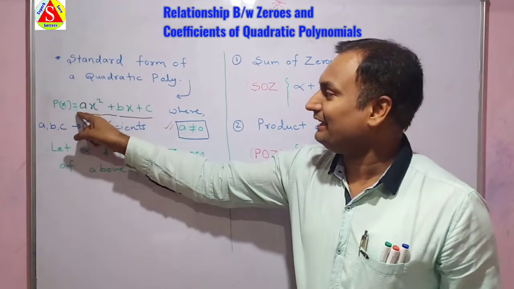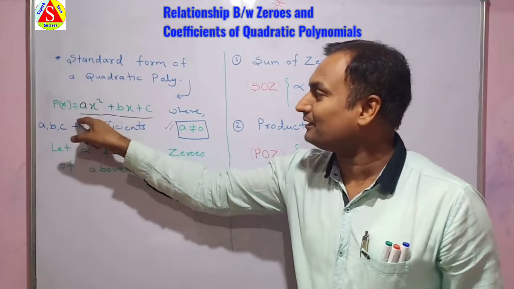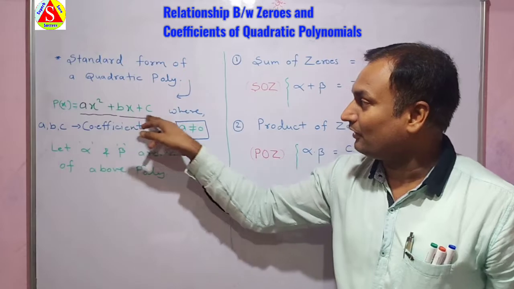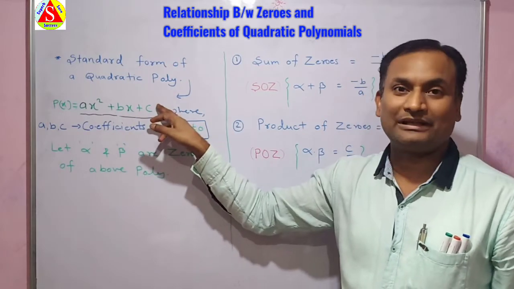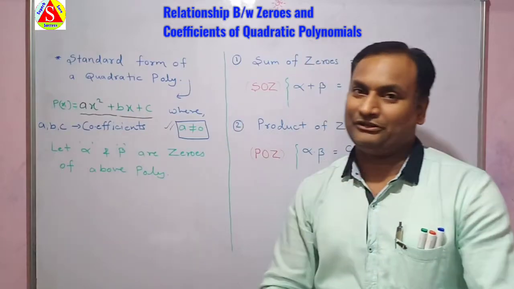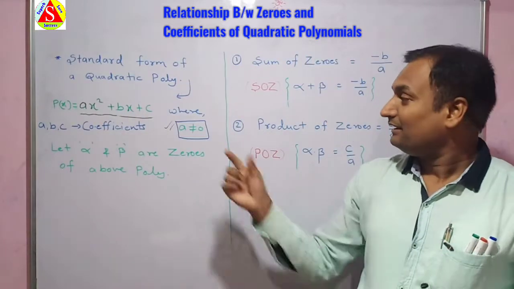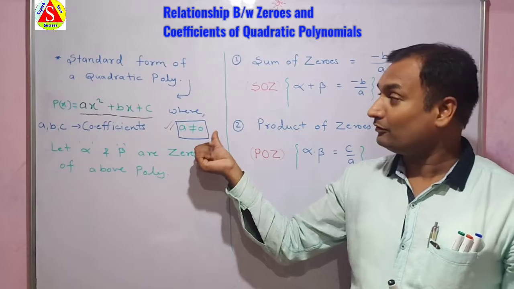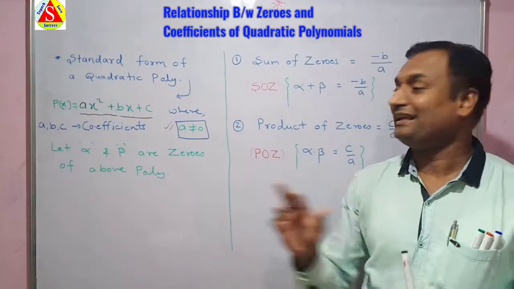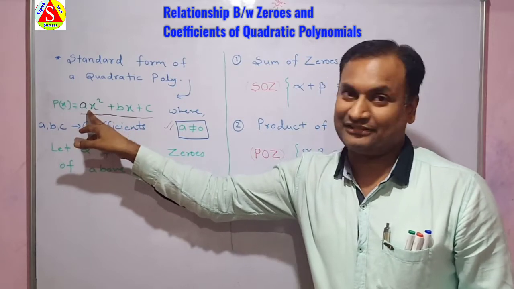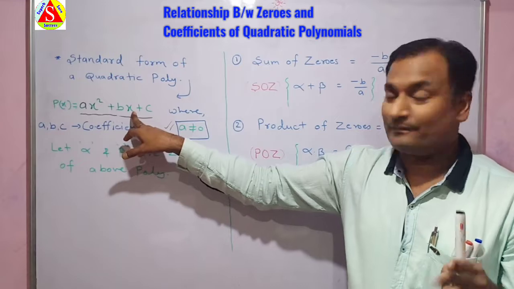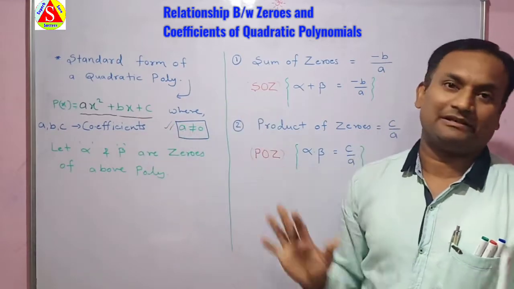If we put 0 for a, this term will vanish. In that case we will have only these two terms, so it will be a linear polynomial. So that's why a cannot be 0 for a quadratic polynomial. Here a is the coefficient of the x square term, b is the coefficient of the x term and c is a constant term.